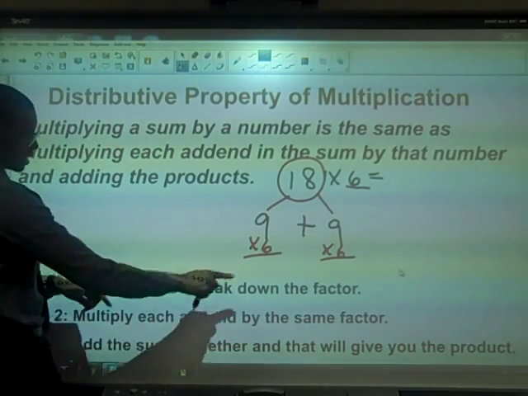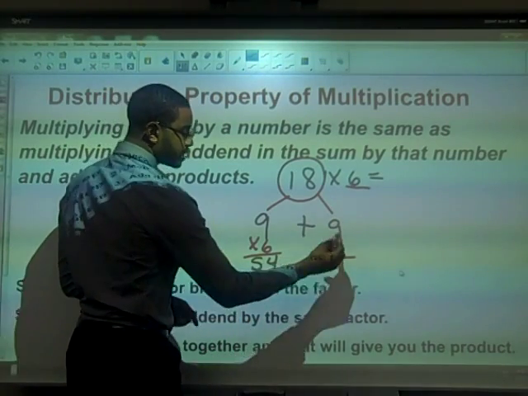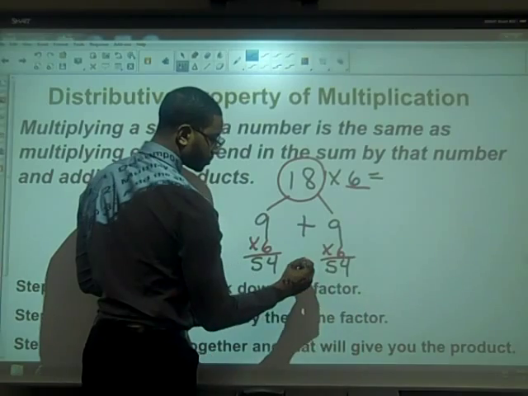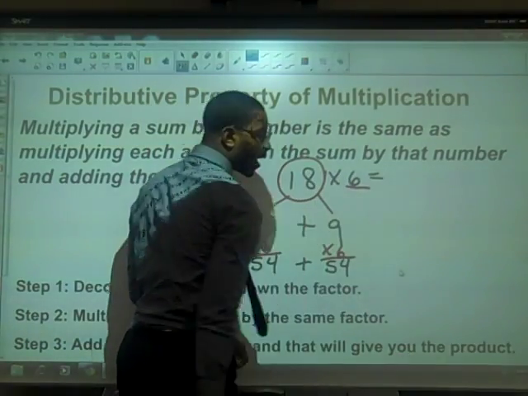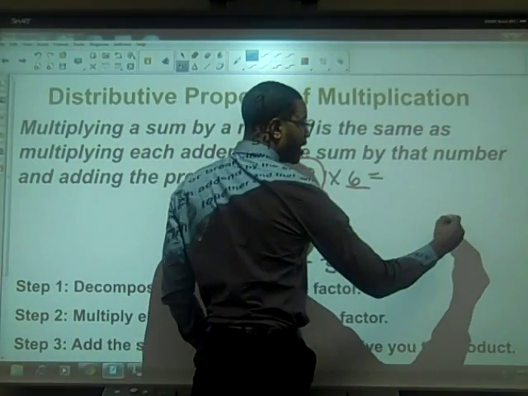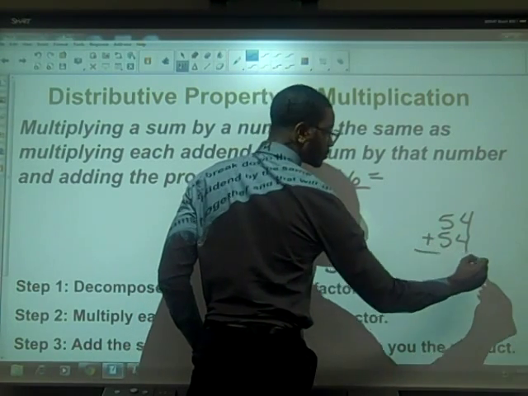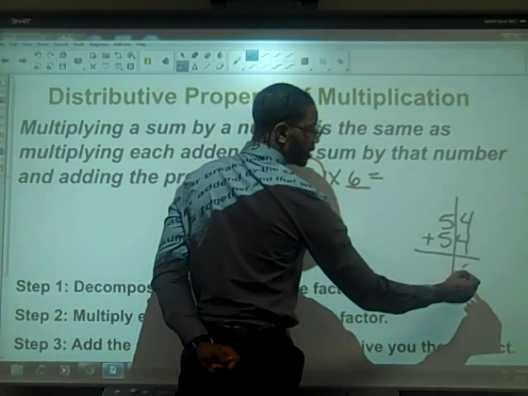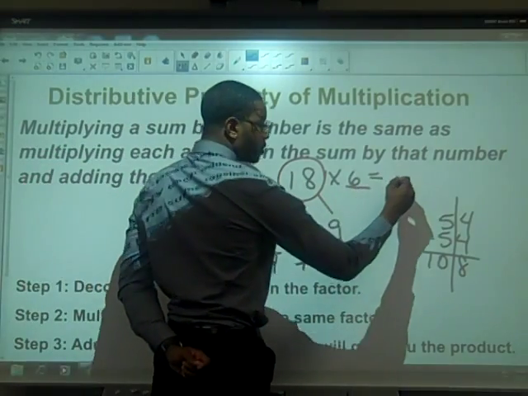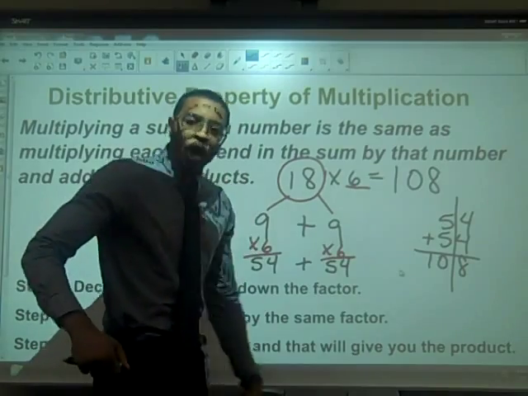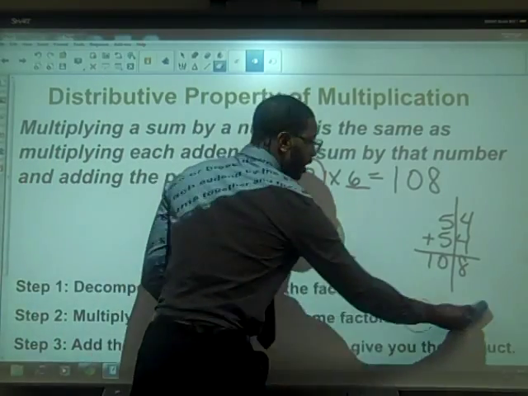Let me finish this. 9 times 6 is 54. This 9 times 6 is 54. Step 3, add the sums together, and that will give you the product. So now let me add 54 plus 54. 4 plus 4 is 8. 5 plus 5 is 10. So yes, 18 times 6 equals 108. Boom, shaka-laka-laka, yeah! We still got the same product. These 3 little steps work.